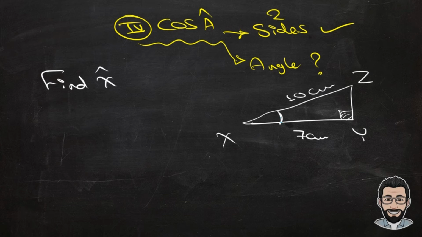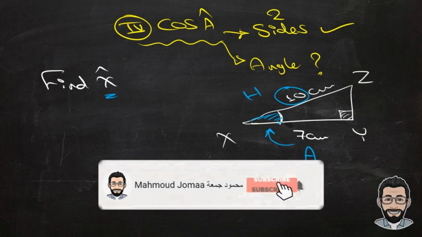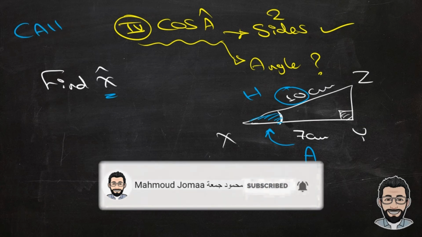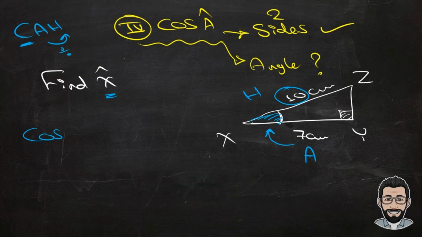The first thing is you have to mark angle X, then you're going to write on the given sides their names. Here of course is adjacent according to the angle which I'm talking about, and this is the hypotenuse because it's the longest side. Now find the relation between them. The relation between them is cosine equals adjacent over hypotenuse. So I'm going to write here cosine of X, which I don't know, equals 7 over 10. It's not 10 over 7, because A is first and H is second.